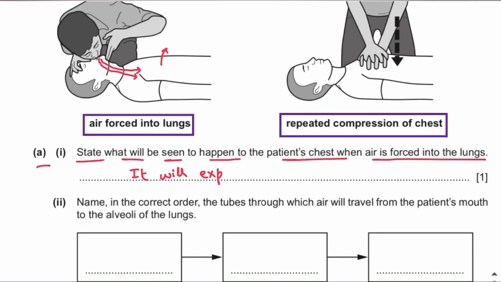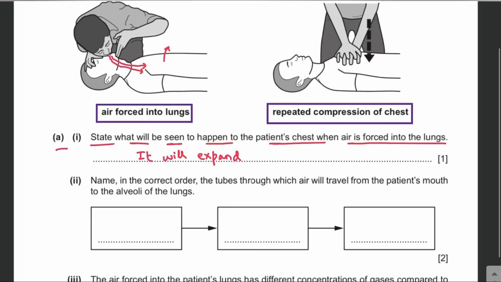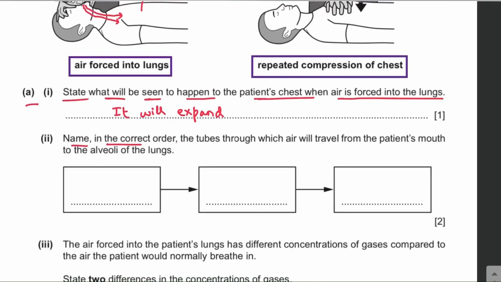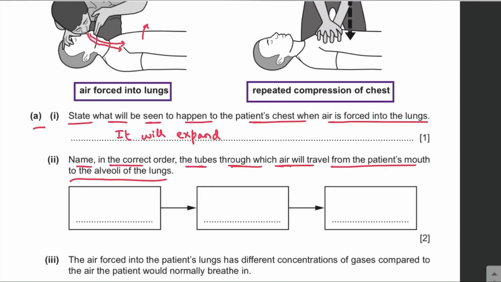Name in the correct order the tubes through which the air travels from the patient's mouth to the alveoli of the lungs. Obviously, when the air is blown into the patient's mouth, the air will enter the throat, and from the throat it will enter the larynx, and then from the larynx it will move into the trachea, and from the trachea it will move into the bronchi, and from the bronchi to the bronchioles, and from bronchioles to alveoli, right?